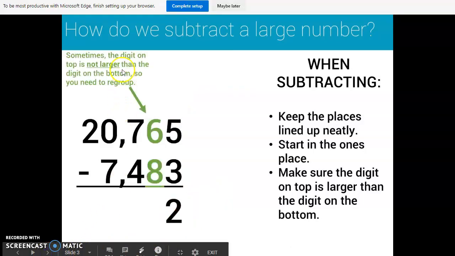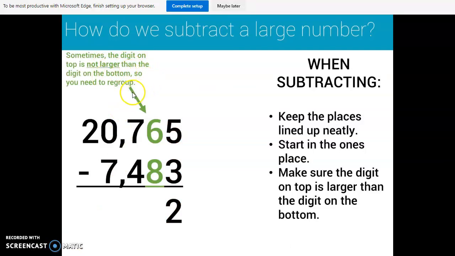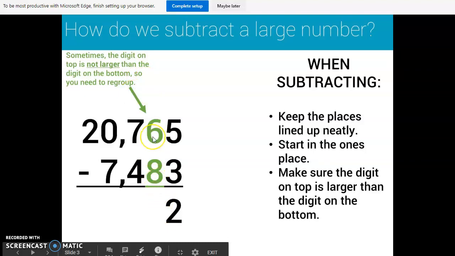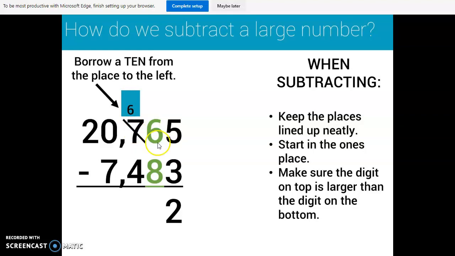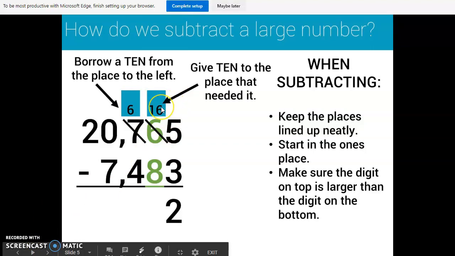Next step. Sometimes the digit on top is not larger than the digit on the bottom, so we will have to regroup. You see that 8 can't be taken away from 6. You need to make sure the digits are lined up, and here we go with our next movements. Therefore, we have to borrow from the 7 in the hundreds place. Your 7 becomes a 6, and your 6 in the tens place will then become a 16. So 16 minus 8 can work.